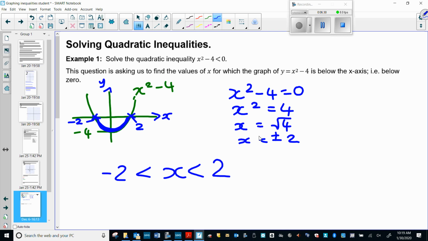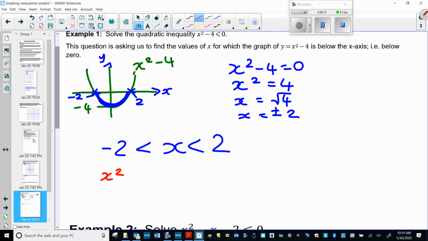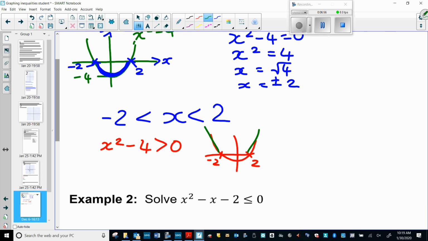Now, I don't want to confuse the situation, but if the question had been x squared minus 4 is greater than 0, okay? Same deal. Here's our graph. This is negative 2, this is 2. Where is it greater than 0? Well, it's going to be here or here, yes? So the same principle: we'd have to do all the same working to find these 2 values, but it wouldn't be a range of values like this.